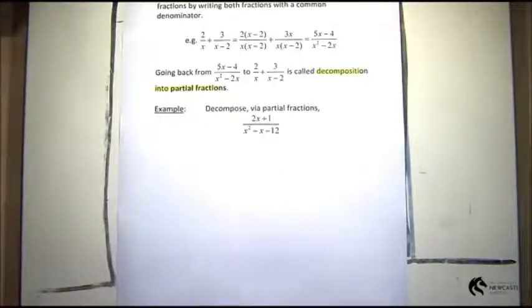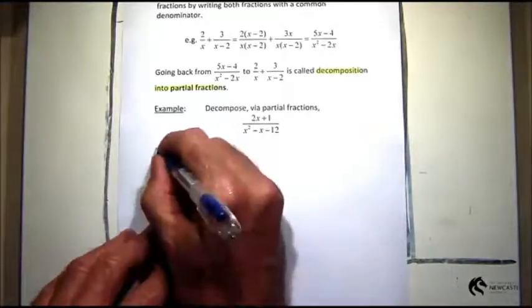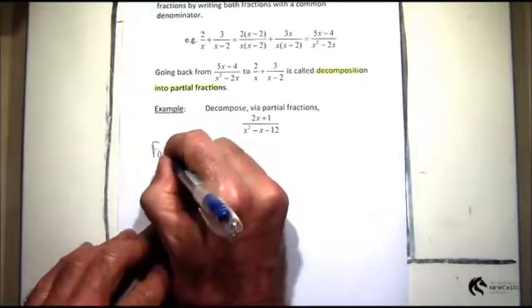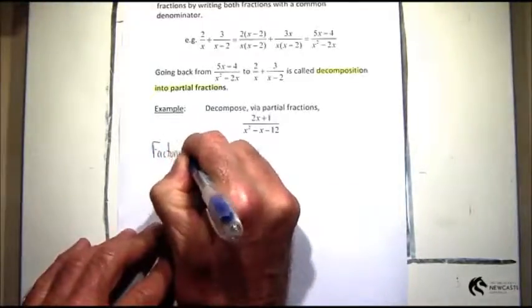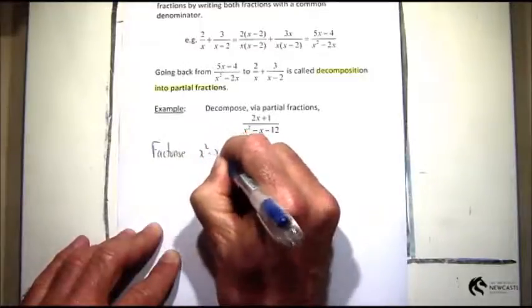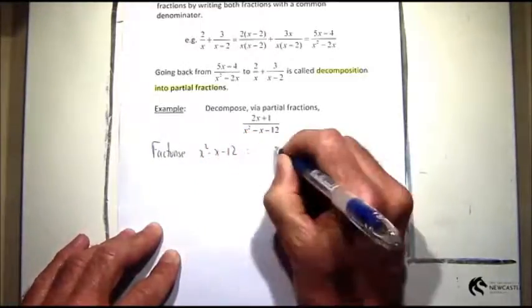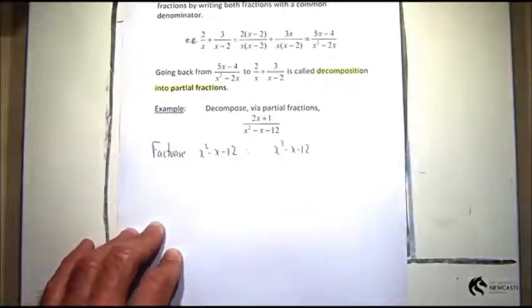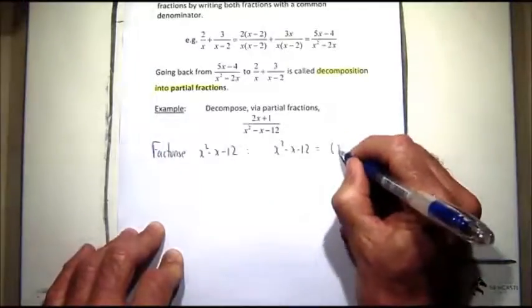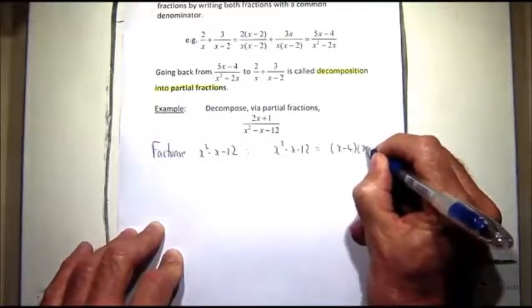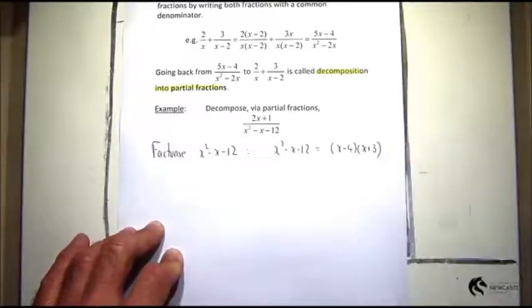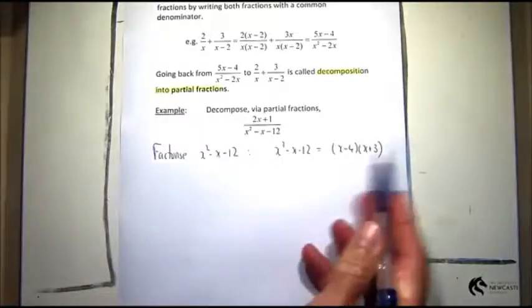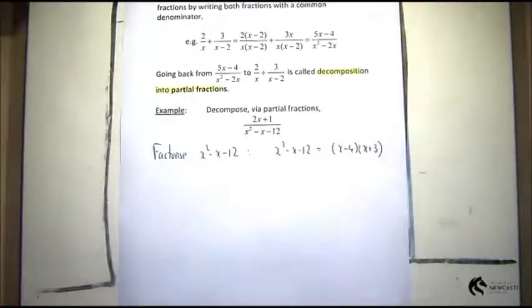So let's do that. Factorise x squared minus x minus 12. In this case, that's hopefully doable because we're getting good at factorising quadratic trinomials now. I see that as being x minus 4, x plus 3. Minus 12, minus 4. Yep, that works. So I've factorised the denominator.